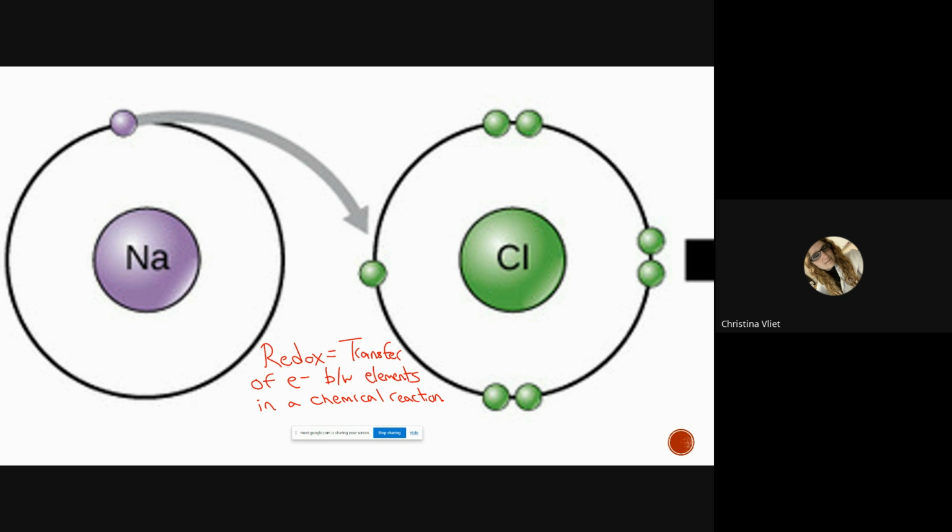In this diagram, what's being oxidized, sodium or chlorine? Sodium. Because it's losing its electron, LEO. And then what is then being reduced? So sodium is oxidized, and chlorine is reduced.